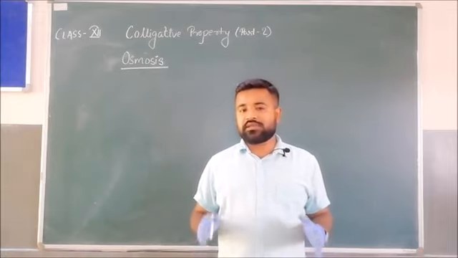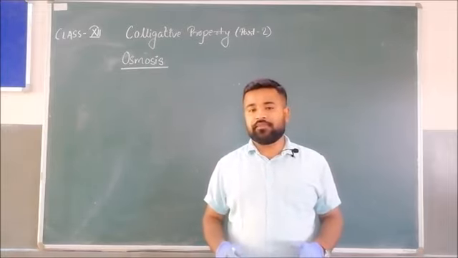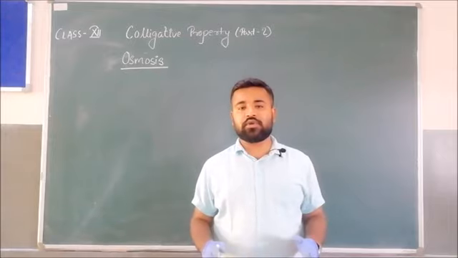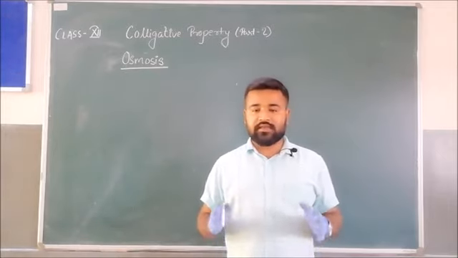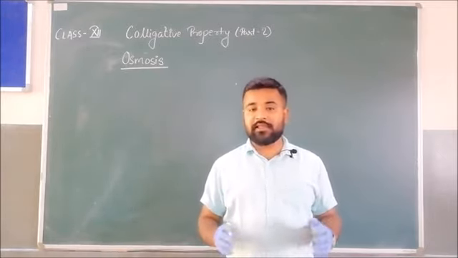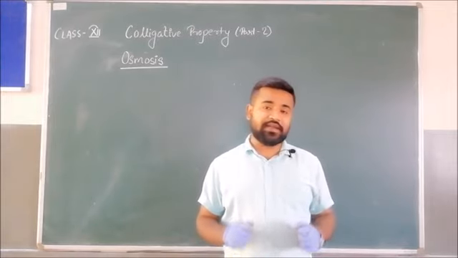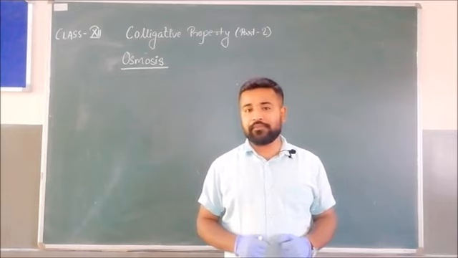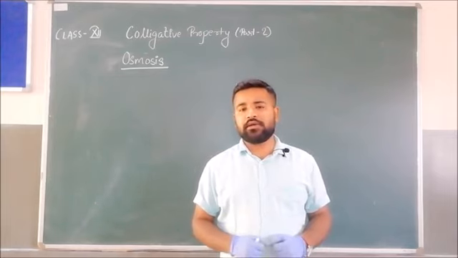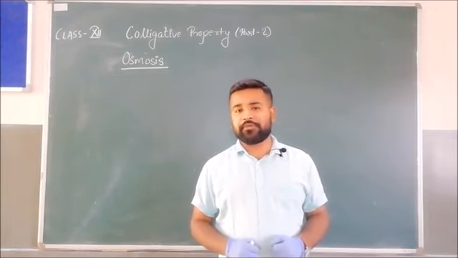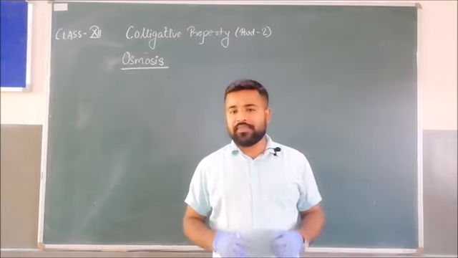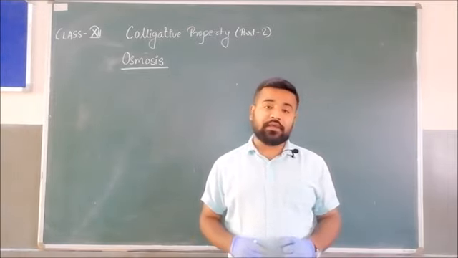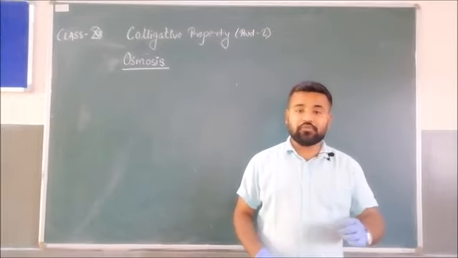So this is the second part of the colligative properties. In the previous video, which was part 1, I discussed the relative lowering in vapor pressure, elevation in boiling point, and the depression in freezing point. Okay, so now the next colligative property is known as osmotic pressure.